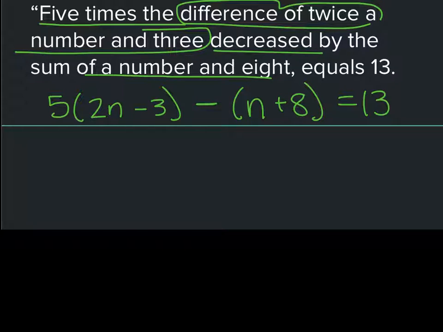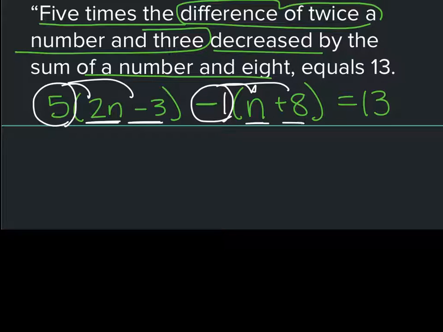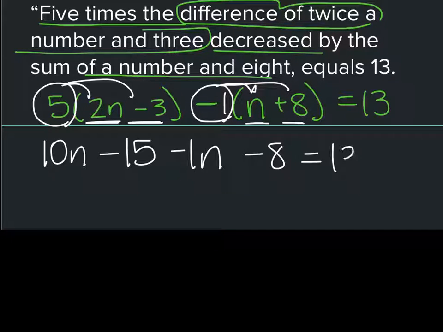So first step is to set it up. Second step is to solve it. Here we're going to multiply 5 times 2n and negative 3. Here we're subtracting both of these. Really, we're going to multiply negative 1 times both of those. So 5 times 2n is 10n. 5 times negative 3 is negative 15. Negative 1 times n is negative 1n. Negative 1 times 8 is negative 8. And that equals 13.